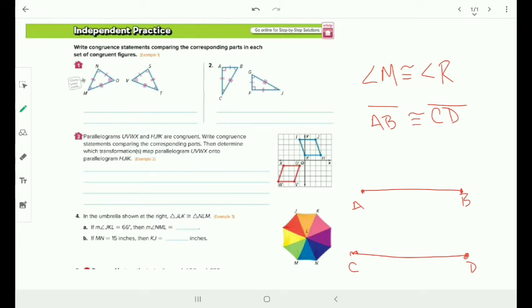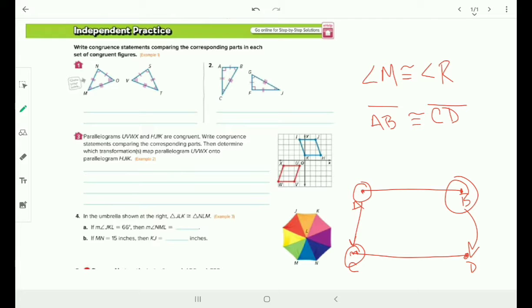Now it's important to notice here that order matters, in the sense that whatever point comes first refers to the point in the second shape. So for the example on this line segment, point A will refer to point C. So it's important to note that they need to be in order. And then vice versa, point B refers to point D, that those two are congruent.